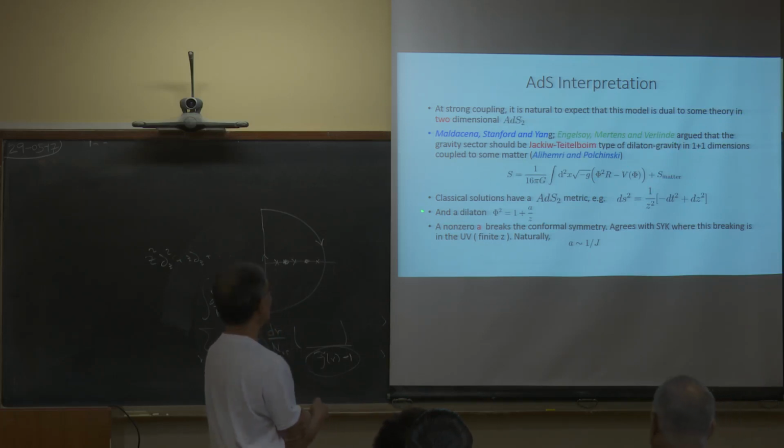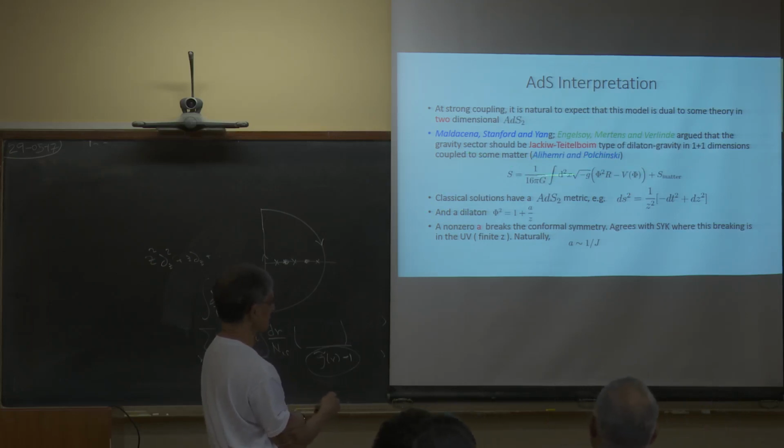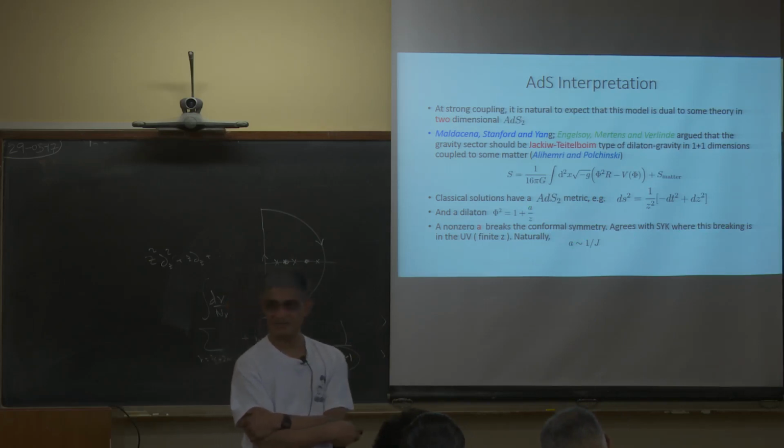Okay. The classical action of this gravity sector, this is a two-dimensional theory. It can always be written as ADS2. You can always choose coordinates. So everything is at 0 temperature, and this dilaton phi then has a solution which looks like this. There is some parameter A, and the z is that Poincare coordinate. A non-zero A breaks the conformal symmetry of the solution, and the natural identification is that A is of the order of 1 upon J.